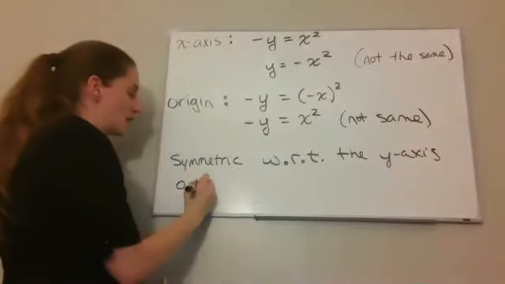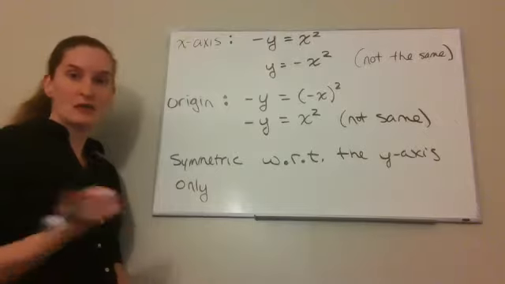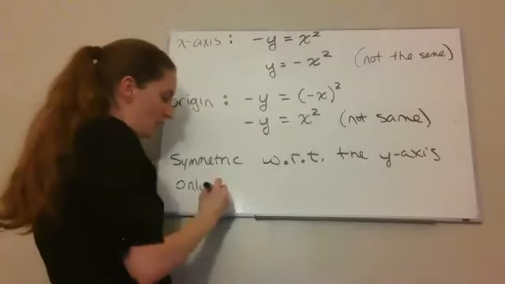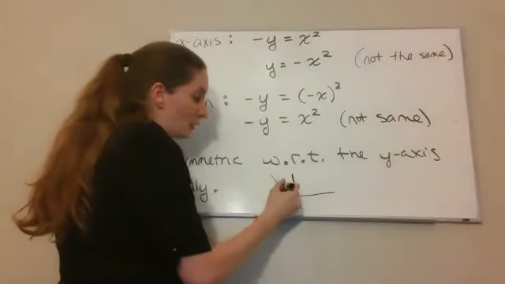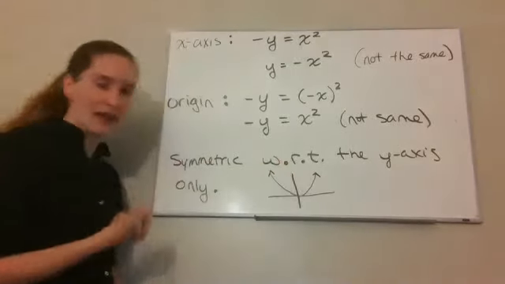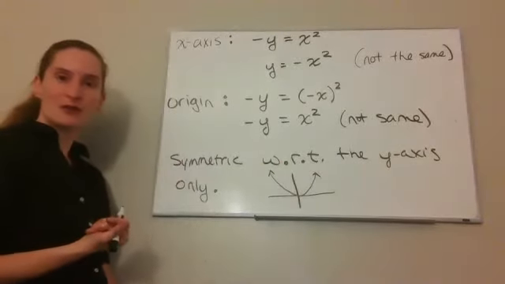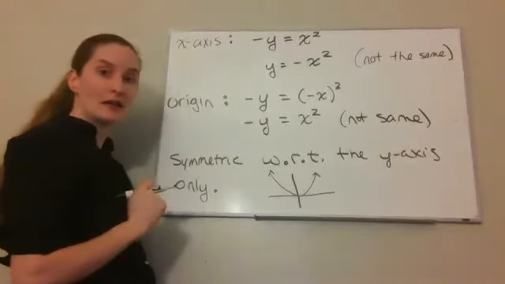That WRT that I wrote down there, that's just a shorthand for with respect to, just to save me some time writing. And a lot of you know what the graph of x squared looks like already. We all should. It's our parabola. And if you look at that graph, you can see that, yes, it is symmetric with respect to the y-axis. It's exactly the same on both the left and the right side of the graph.